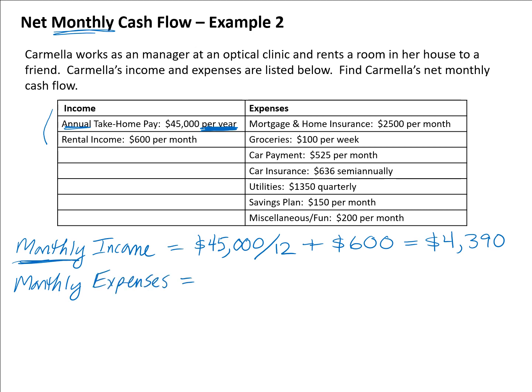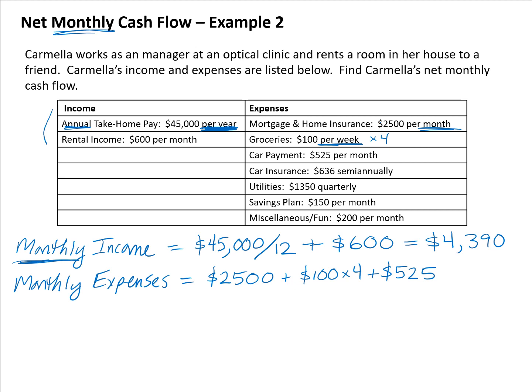Let's look at the monthly expenses that Carmela has. First off, Carmela owns that house and has a mortgage and home insurance on it, and that is $2,500 per month. Now, groceries are $100 per week. Remember, we need to convert to a monthly amount, and let's assume that's approximately 4 weeks in a month, so we're going to multiply that by 4. So 100 times 4 to convert that to a monthly amount. And then we've got a car payment of $525 per month.